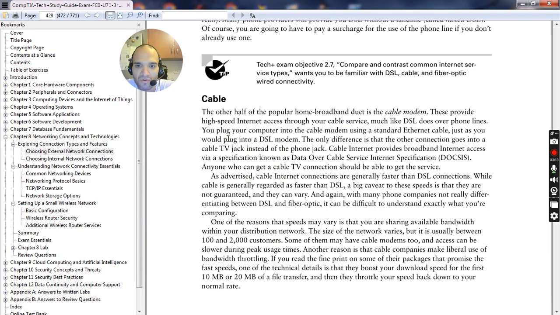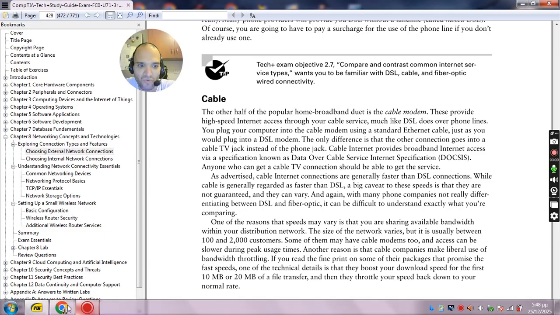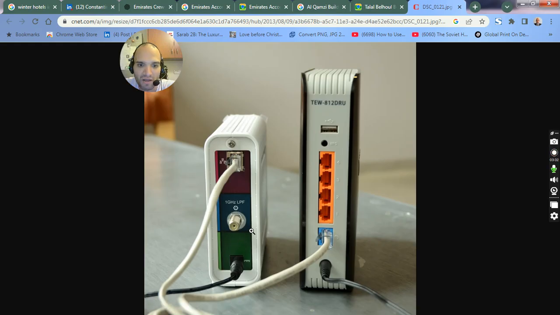Let's continue. The only difference is that the other connection goes into a cable TV jack instead of the phone jack. So this is the cable TV jack, the one that receives the coaxial cable.